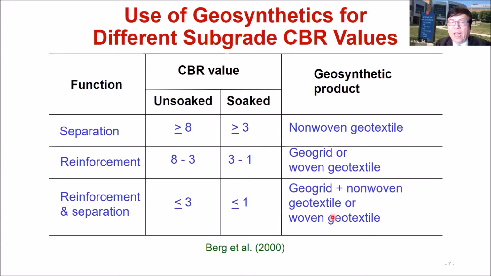Now, for geogrid, which I will show you in the next slide, it basically has openings. If the soil is too soft, under load, the soil may squeeze through the apertures. This is why non-woven geotextile is necessary for very soft soil.